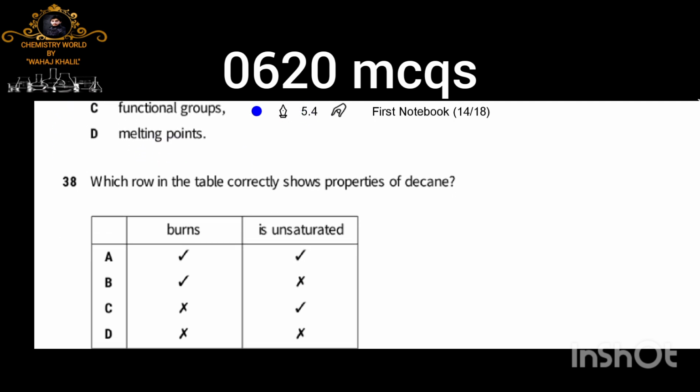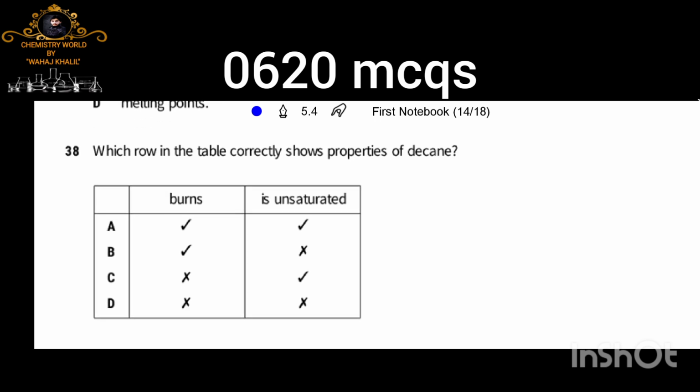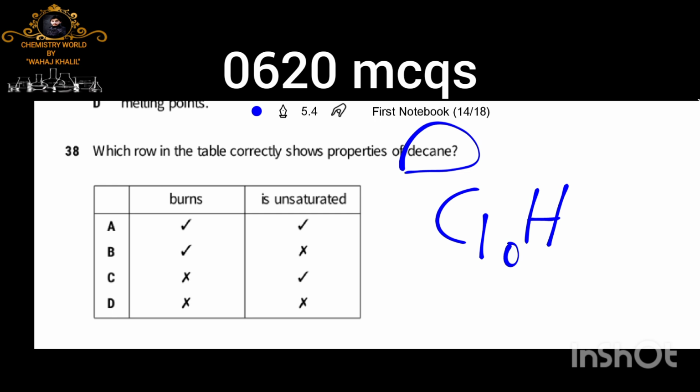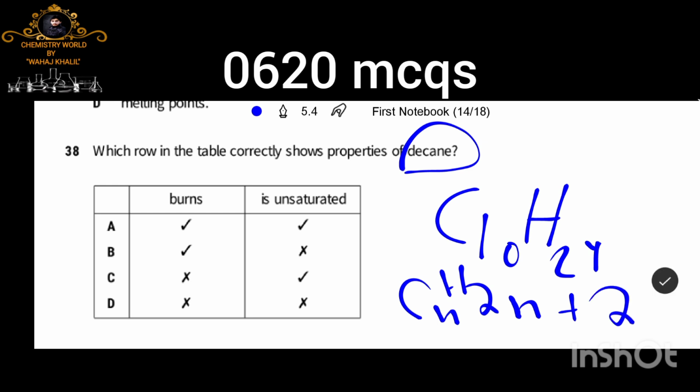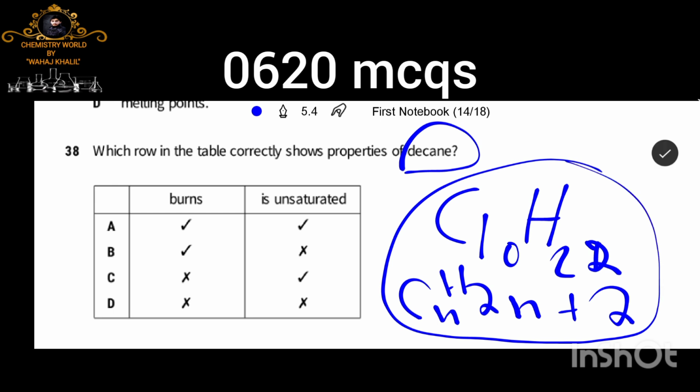Which row in the table correctly shows properties of decane? What is decane? It is a hydrocarbon. It burns. Is it unsaturated? Decane contains C10 and H22. The general formula of an alkane is CnH2n+2. If n is 10, 2 times 10 is 20, plus 2 is 22, so H22. So this is the general formula of an alkane, so it is an alkane. Alkanes contain all single bonds. Alkane is not unsaturated, it is saturated. Alkane burns and it is saturated. So option B is the correct option.